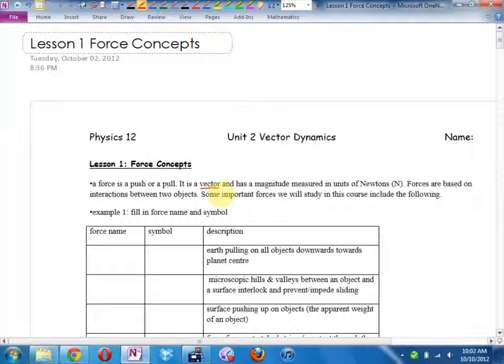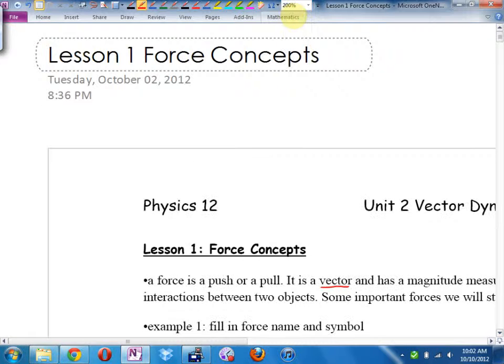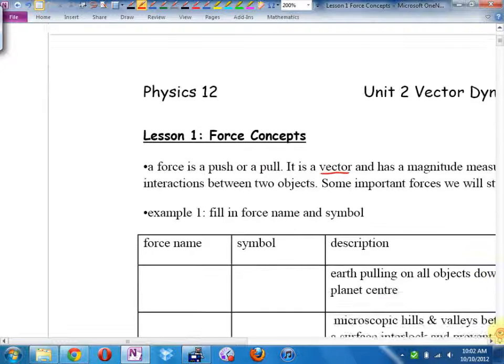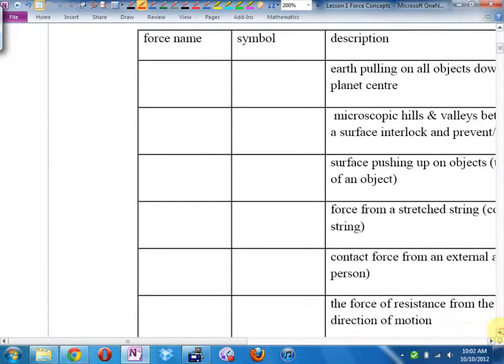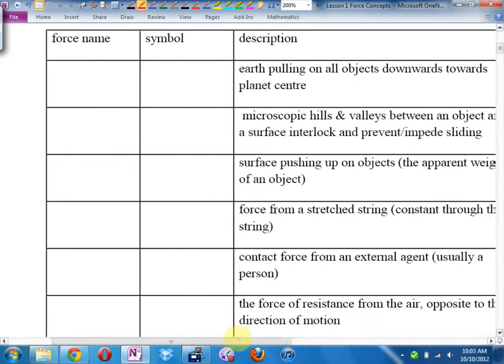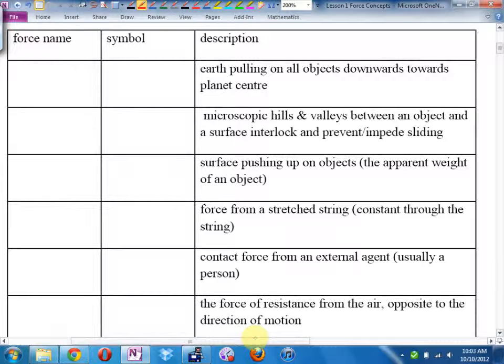Some important forces that we study in this course will include the following, and I think I can go like this, and like this, and like this. I think I can fit that all. Yeah, I can. This is not the only forces that we'll be looking at this unit, but these are the ones that you looked at last year. This year we'll look at other ones. We'll be adding electrostatic force, we'll be adding magnetic force, we'll be adding centripetal force, but for now.